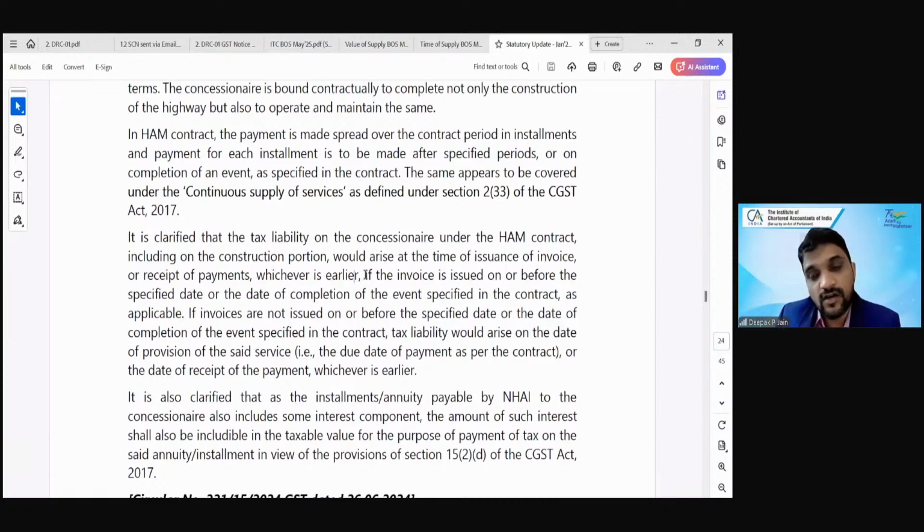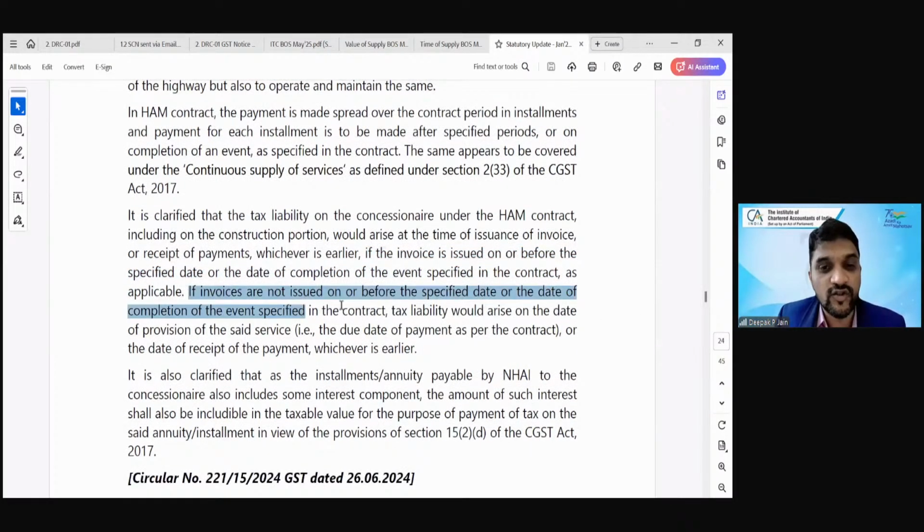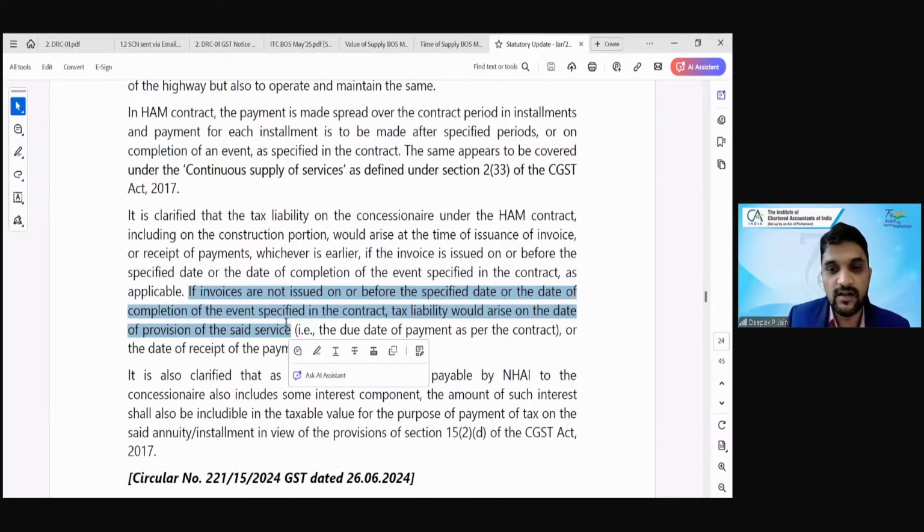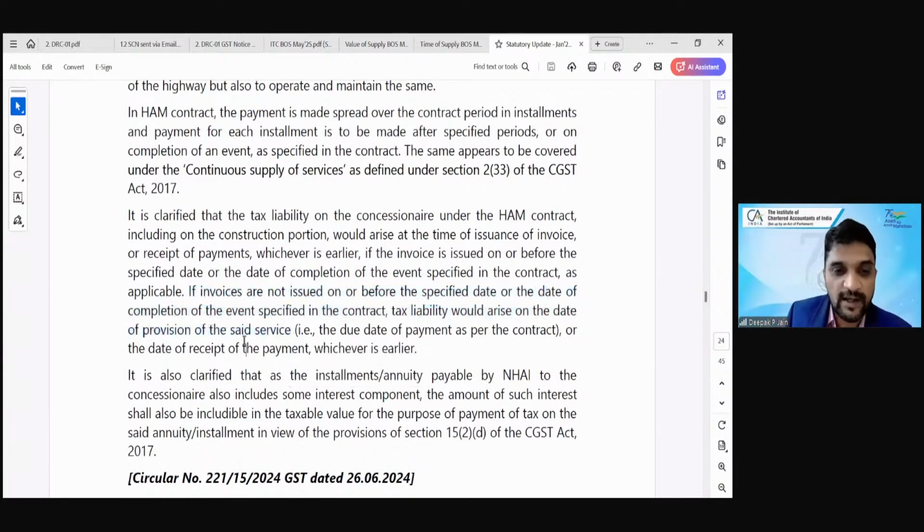That is, for a normal service, what is the time limit that will apply? If the invoice is issued on or before the specified date or the date of completion of event specified in the contract, whichever is applicable. If invoices are not issued on or before the specified date or the date of completion of the event specified in the contract, tax liability would arise on the date of provision of service. When will the time of supply arise? It will arise on the date of provision of service if you do not issue the invoice within time.